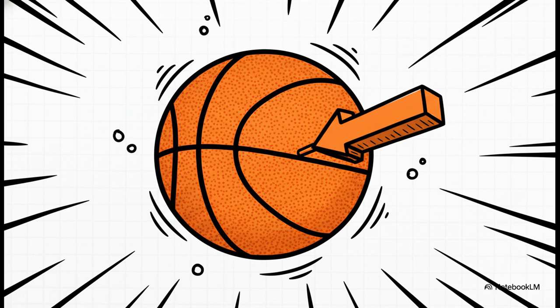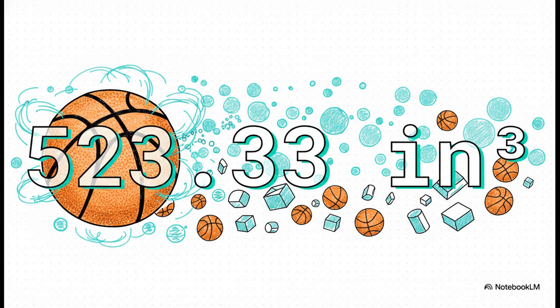Now 5 cubed just means 5 times 5 times 5, which gives us 125. So we calculate 4/3 times 3.14 times 125. The result is approximately 523.33 cubic inches, and this brilliantly illustrates just how much invisible space is hidden inside a simple, everyday object. There's literally over 500 cubic inches of air trapped inside that basketball, which is exactly what gives it the bounce you need on the court.